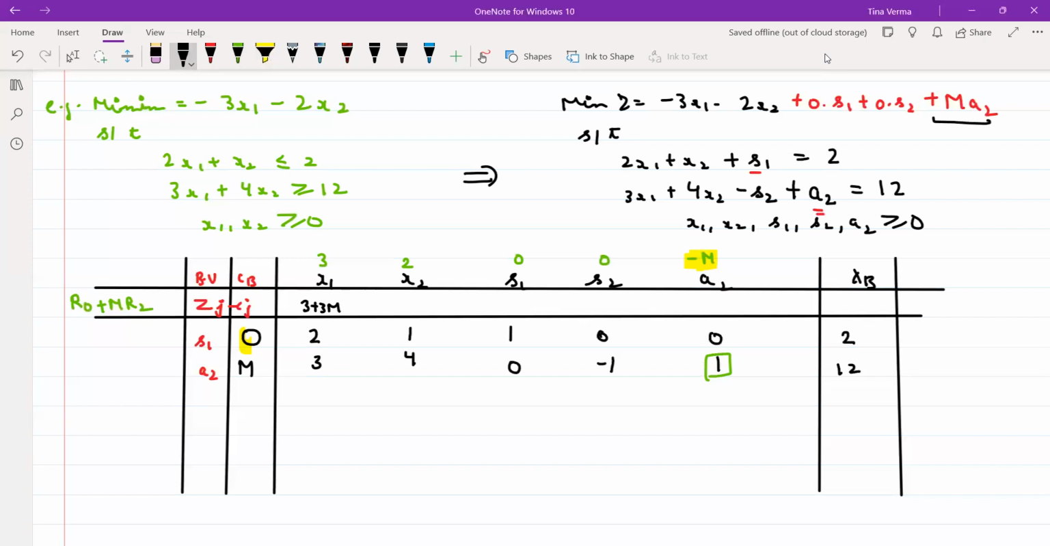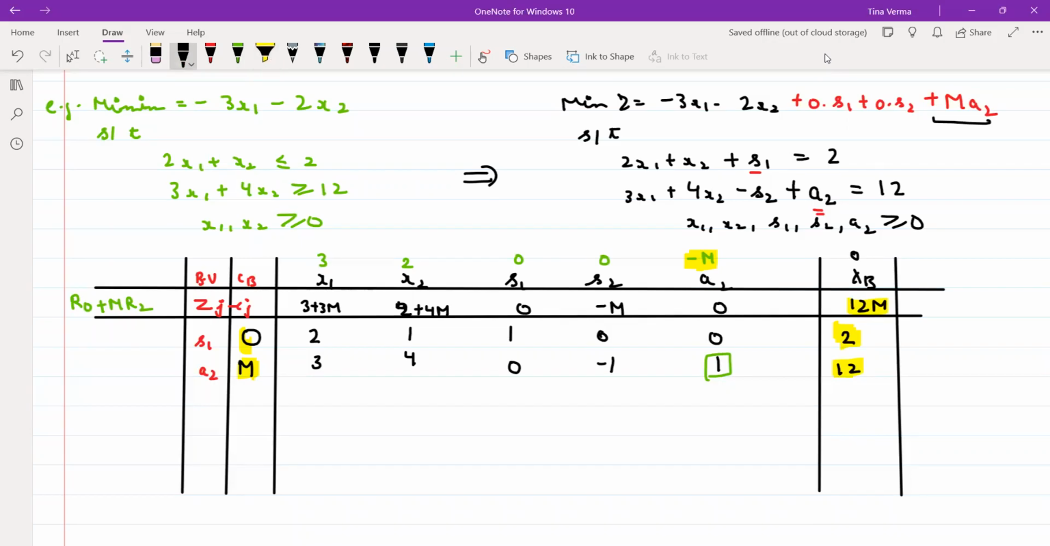M you can also take a very large value. This will be 2 plus 4M. And this will be 0. This will be minus M. This is 0. Obviously, here it is 0, 12 into M. Even you can multiply 0 into 2 plus M into 12. So it will give you 12M as the answer.